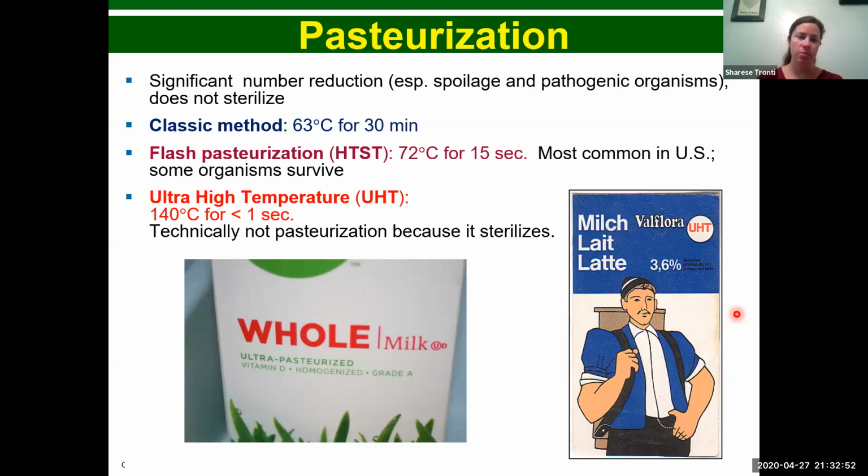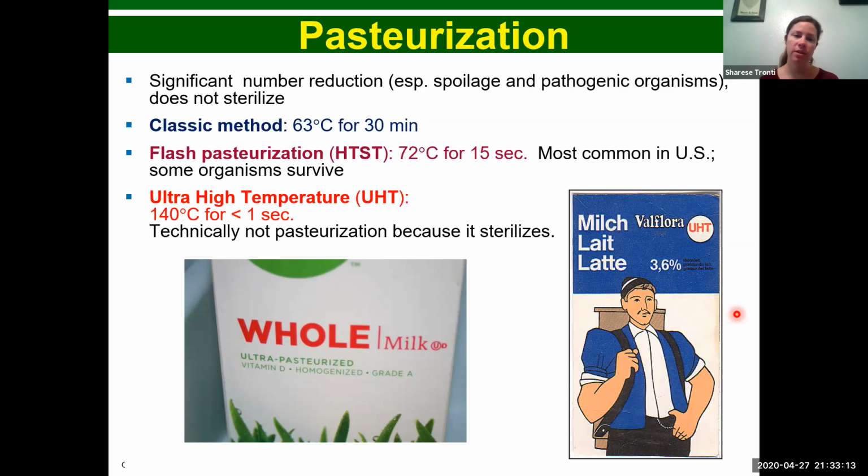So the classical method was 63 Celsius for 30 minutes. Now, in the US, the most common is to do 72 degrees Celsius for 15 seconds. And we call that flash pasteurization because it's so quick, only 15 seconds. But some organisms are going to survive that.